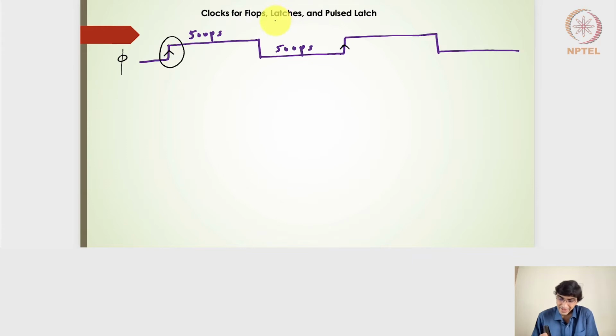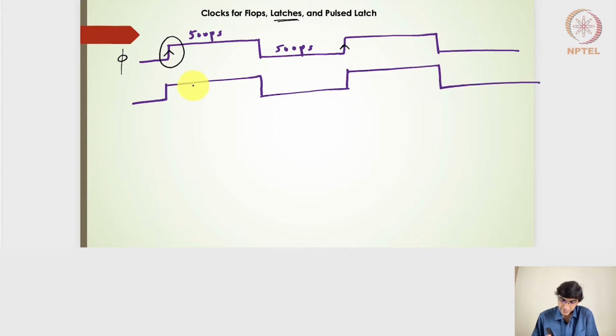Whereas for a latch, the latch is always defined with respect to the level of the clock. So if I draw another clock here of a similar frequency, this is my 500 picoseconds and this is my 500 picoseconds. The latch here is likely to work only in the positive level of the clock, right? So the latch will give the output only whenever the clock is at a high level.